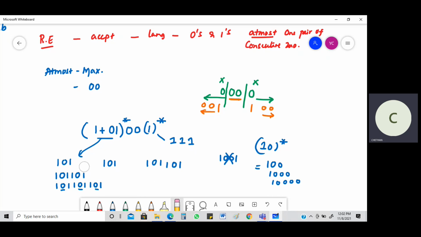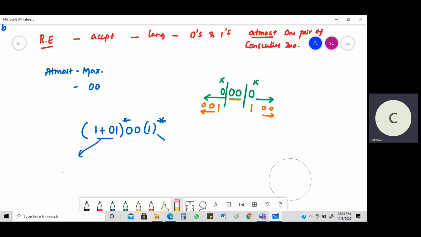Very clearly you can write this like this. So this is my regular expression. What is my regular expression here? My regular expression is equal to (1 + 0 1)* 0 0 (1 + 0 1)*, with the input alphabets, a star with all the input alphabets. That will be my regular expression.